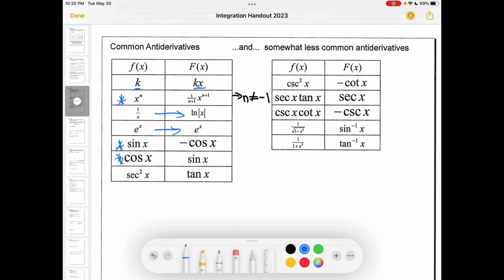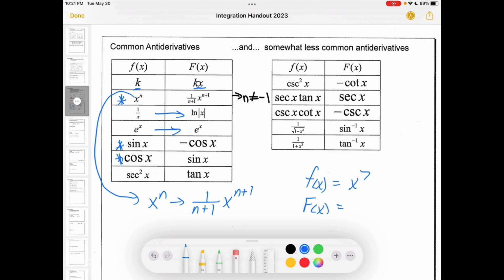But let's check out this x to the n rule. So x to the n turns into: the power goes up by 1, and the flip of the new power goes in front. That's how we can anti-differentiate a power function. So if we had something like f of x is x to the 7, well then its antiderivative would be power goes up by 1, flip of the new power goes in front.